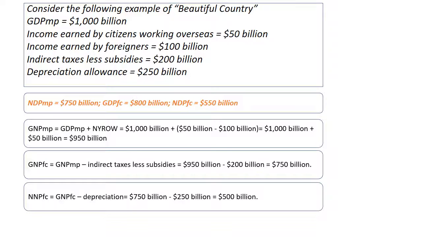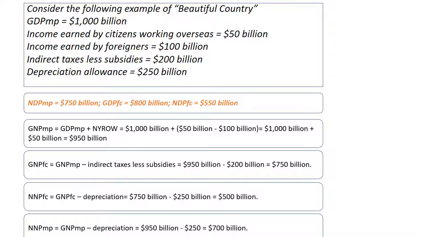Another concept, NNP-FC. What is NNP-FC? It is GNP-FC minus depreciation, the difference between gross and net. GNP-FC we know is 750 billion. From this we remove depreciation, which is 250 billion, and what we are left with is NNP-FC. And just remember, NNP-FC is also referred to as national income of a country.